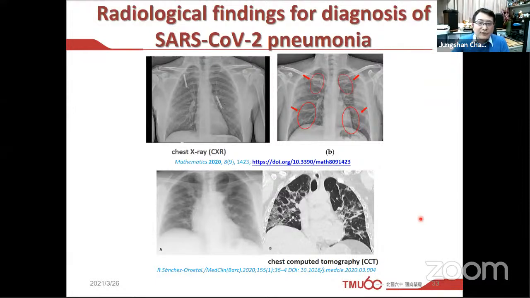COVID-19. See a lot of white spots, the lines on it, we call them bilateral opacity here, which suggests you got a pneumonia or infection. Okay.